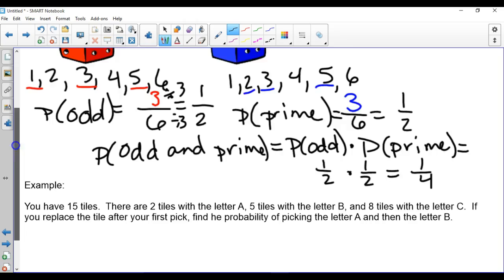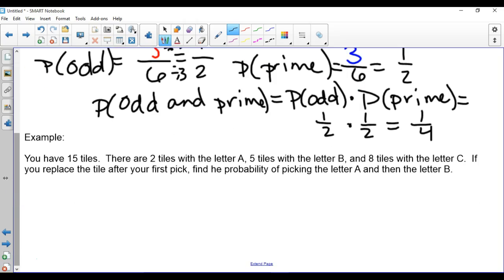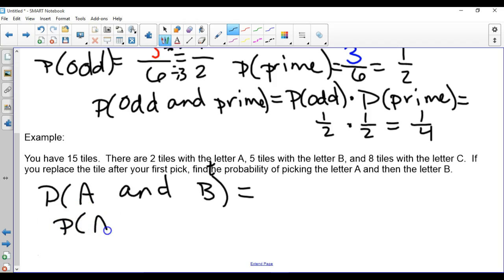So let's look at another example. You have 15 tiles. There are 2 tiles with the letter A, 5 tiles with the letter B, and 8 tiles with the letter C. If you replace a tile after your first pick, find the probability of picking the letter A and then the letter B. So probability of A and B. We need individually the probability of A, individually the probability of B.